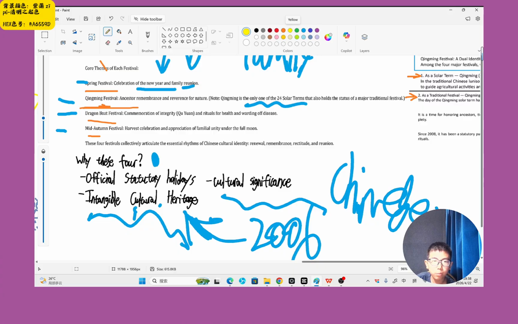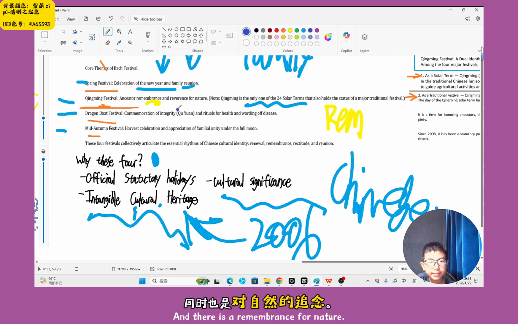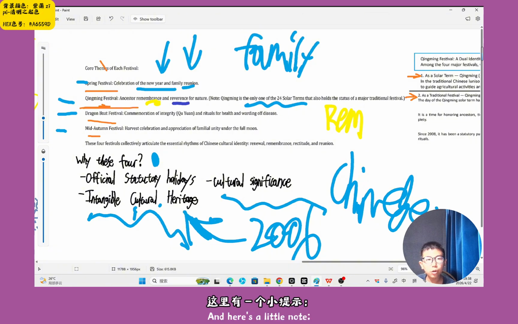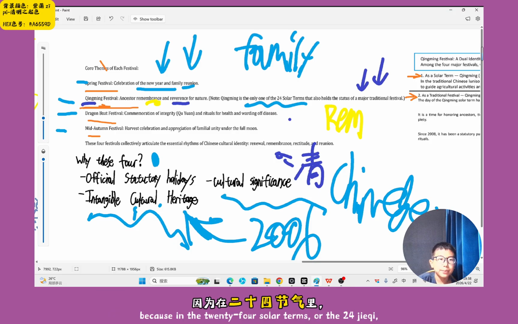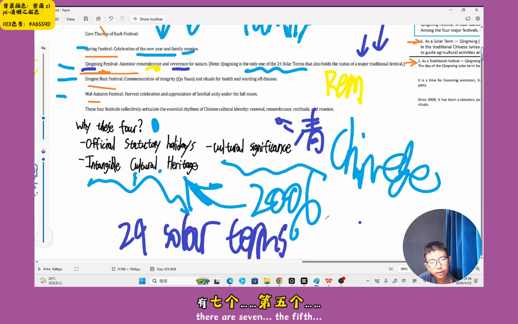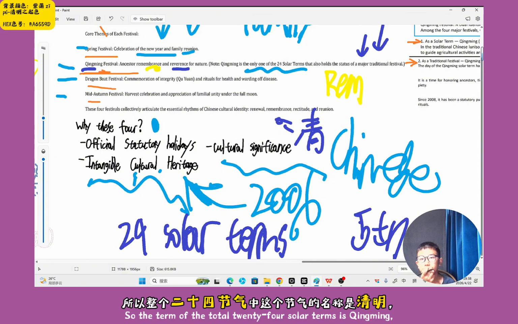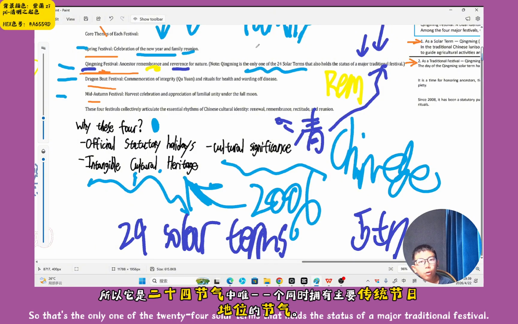And then in Qingming Festival, we have to remember our ancestors, or remembrance of the ancestors who have already died, going to their graves. And there's a remembrance for nature. And here's a little note: Qingming is the only one of the 24 solar terms that also hosts a major traditional festival. That's the great thing, because in the 24 solar terms, 24节气, the fifth solar term of the total 24 is Qingming, not 清明节. 清明节 is for the day, which is the festival, and Qingming is for the solar term. So that's the only one of the 24 solar terms that holds the status of a major traditional festival.